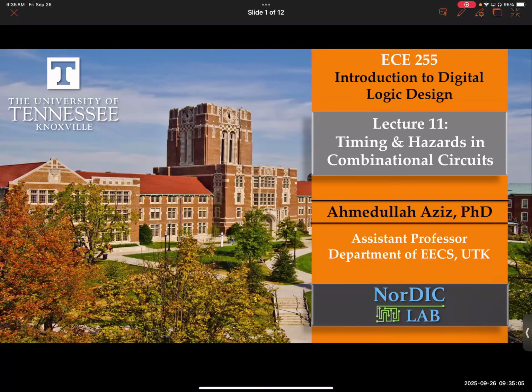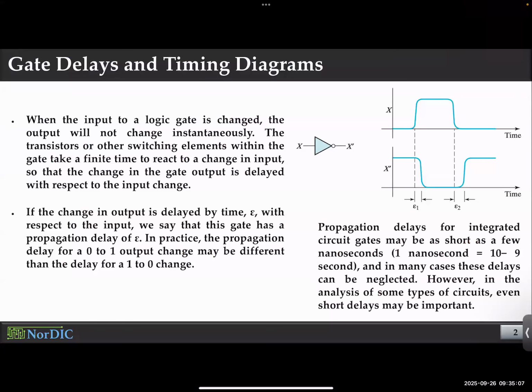Now, in this lecture, we're going to be even more practical and talk about how the logic gates actually behave in real life scenarios.